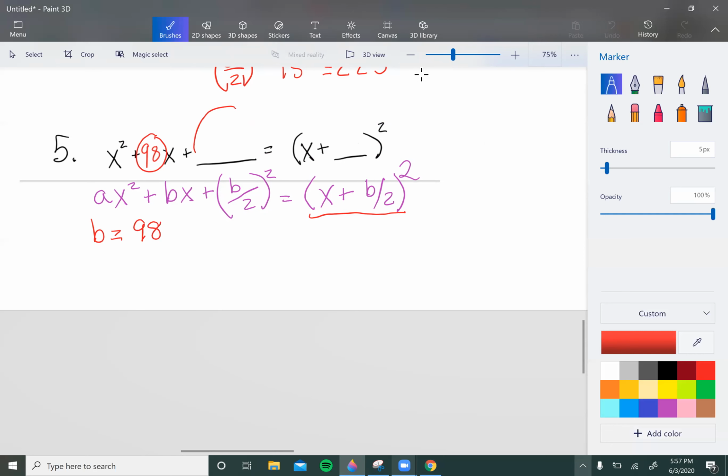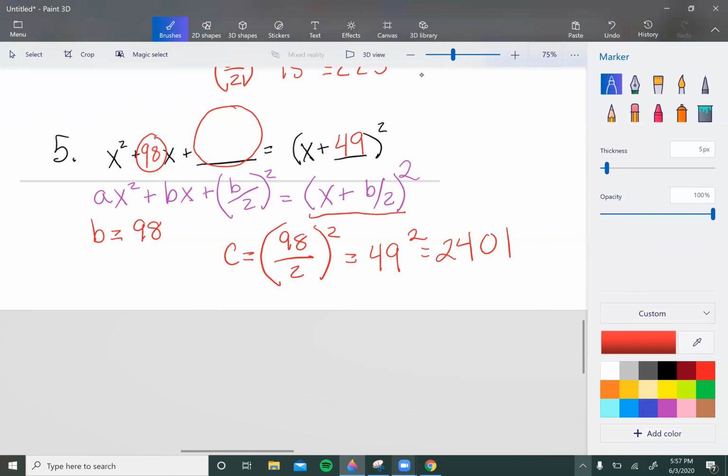So, in order to find our c value, it is 98 divided by 2 squared. So 98 divided by 2 is 49, which is what you'd put in here. And once you square it, you get 2,401. And that's what goes right here.